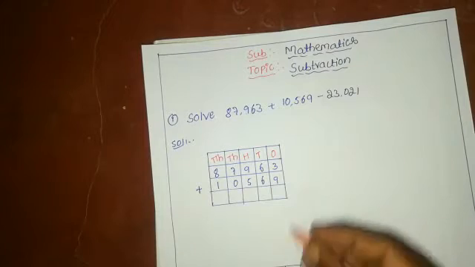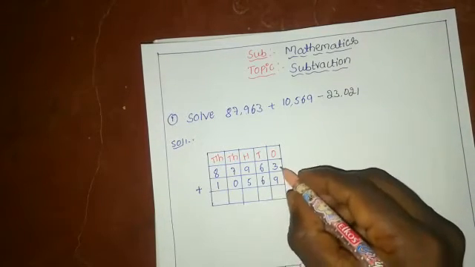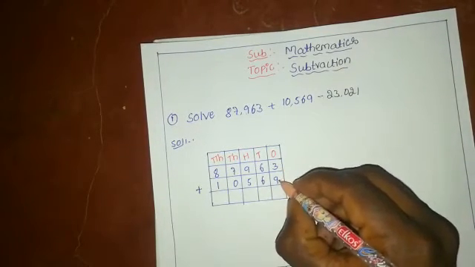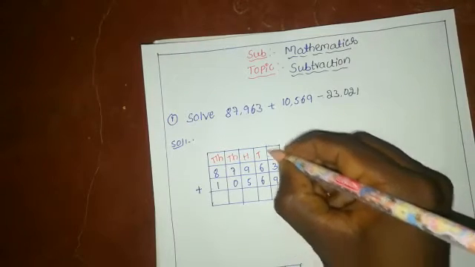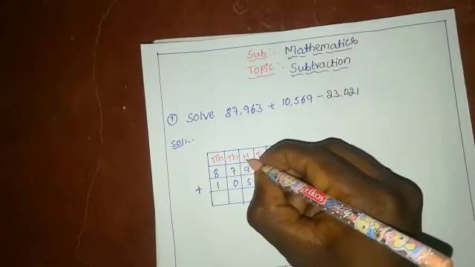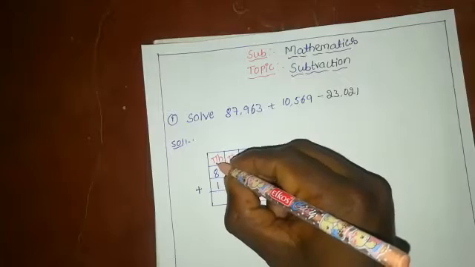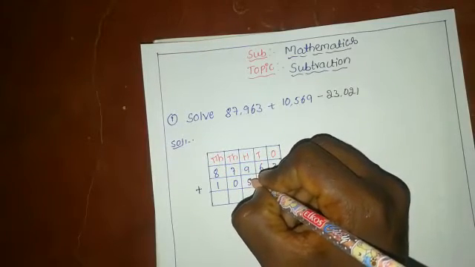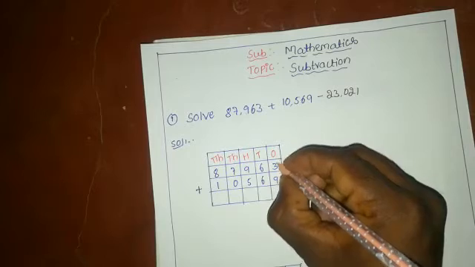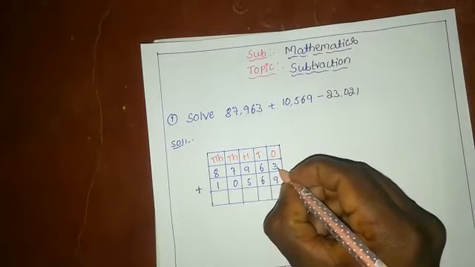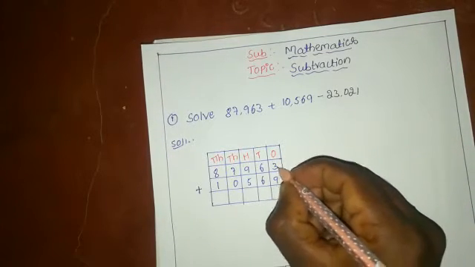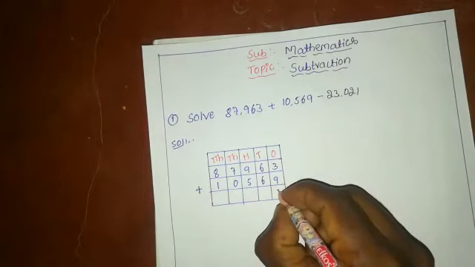We know that addition starts from the ones column. At first we add the ones column, then tens, hundreds, followed by thousands and ten thousands. This is the rule for addition. At first we have to add the ones place. In the ones column we have 3 and 9. We add 3 plus 9. How much? We get 12.